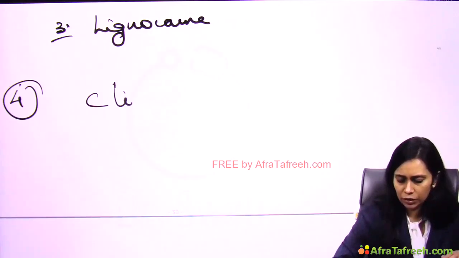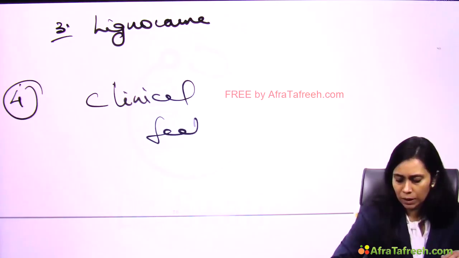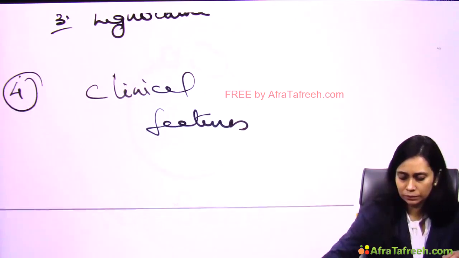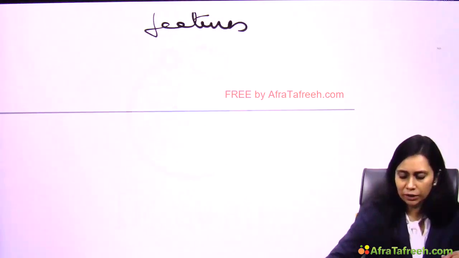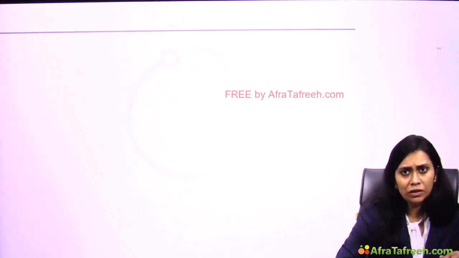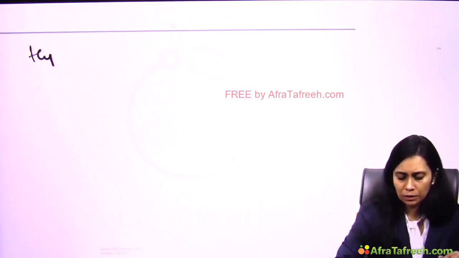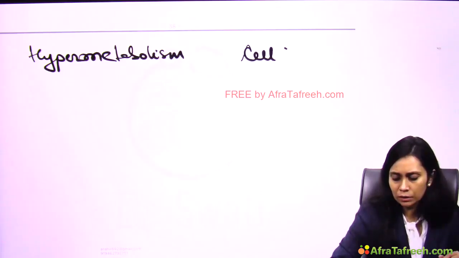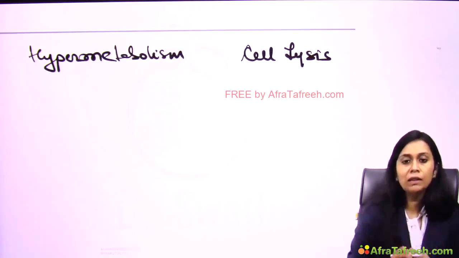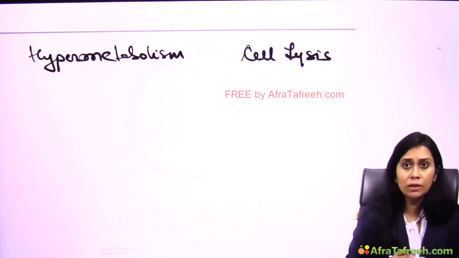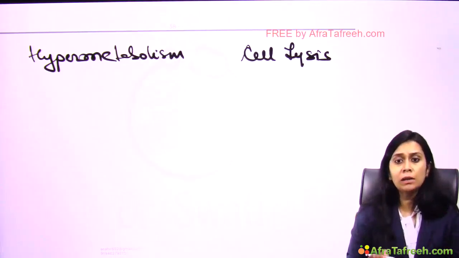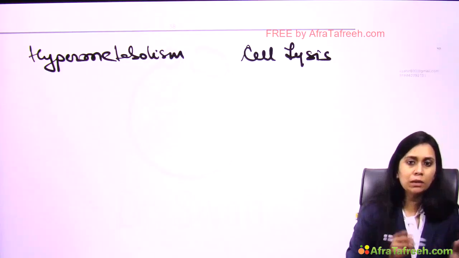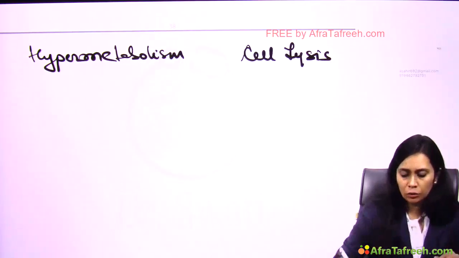So, clinical features of malignant hypothermia. Clinical features are divided into two: clinical features due to hypermetabolism, and clinical features due to cell lysis, right? Clinical features due to hypermetabolism, clinical features due to cell lysis. I told you metabolism becomes 3 times, 4 times the normal, and because of this hypermetabolism, the cell breakdown starts.